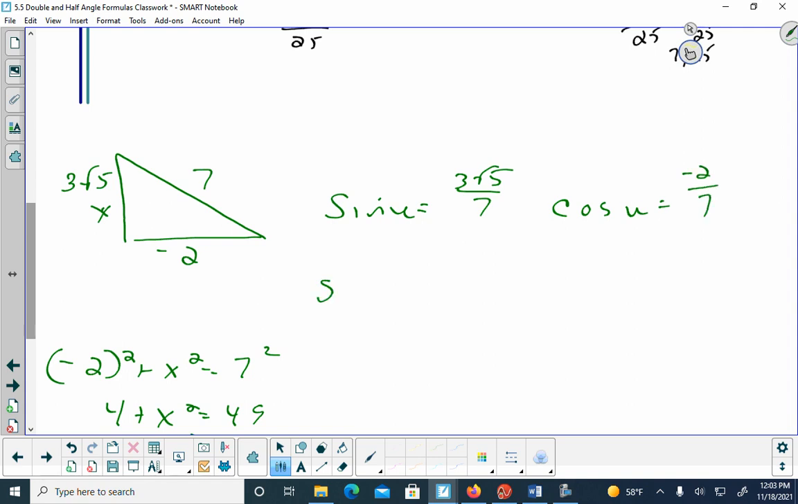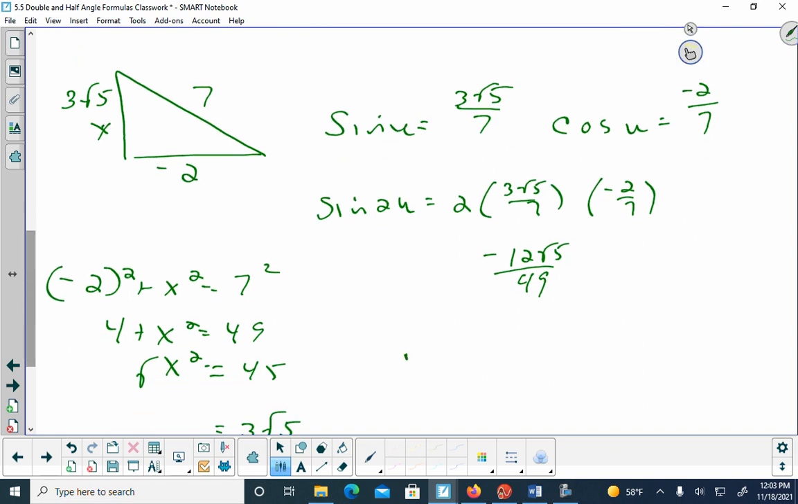Now I want to find the sine of 2u. So I'm going to do 2 times the sine. Can I just skip to putting the numbers in? Times the cosine. And when I do that, that's going to be negative 12 times the square root of 5 over 49. Two times 3 is 6 times negative 2 is 12.